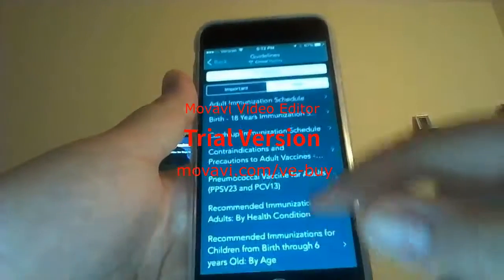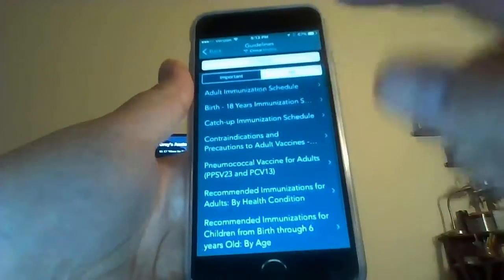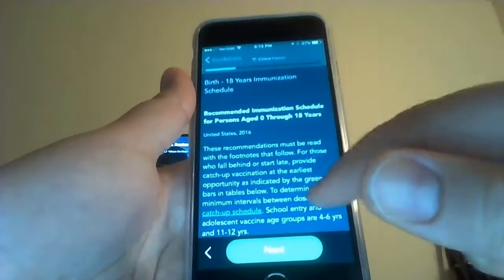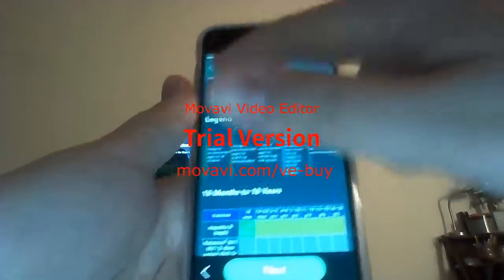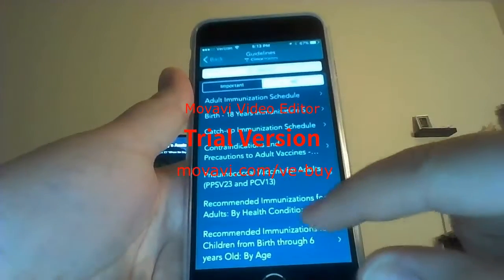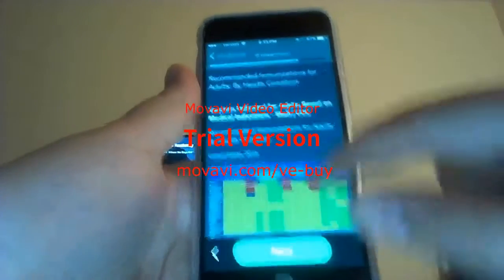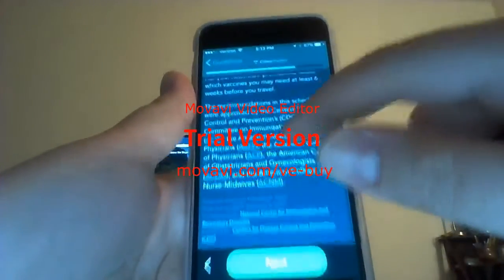Vaccines, it goes over all the different vaccines by age, birth to 18 years. It gives you a little chart of all the vaccines that every child should have. Then it also gives you immunizations for adults, also a chart with all the ages.